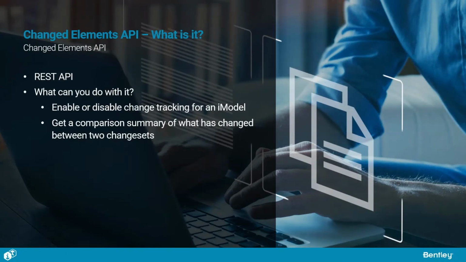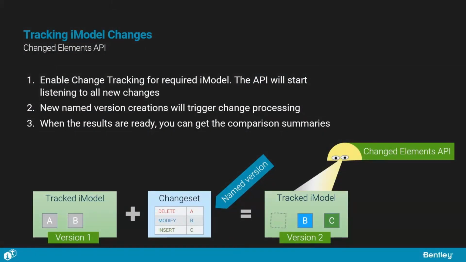Now that we have covered what changes are and how a viewer may benefit from inspecting them, let's talk about the API. The Change Elements API is a REST API that can be used to do two different operations. You can enable or disable change tracking for your iModels, and you can request a comparison summary of what has changed between two change sets or two points in time. So let's take a closer look at each of these operations, starting with tracking.